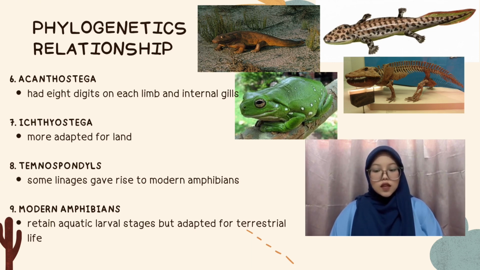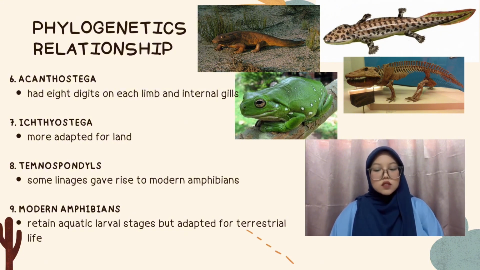Acanthostega had 8 digits on each limb and internal gills. They were mostly aquatic but had limbs capable of paddling. They show that limbs evolved before full terrestrial living.